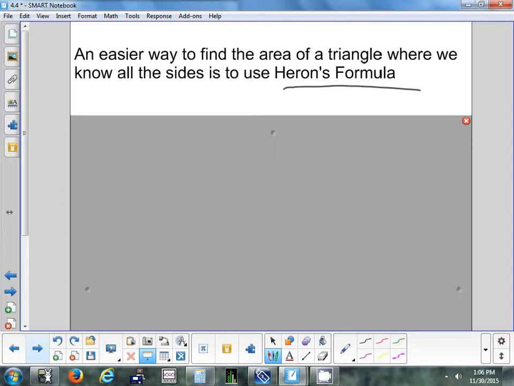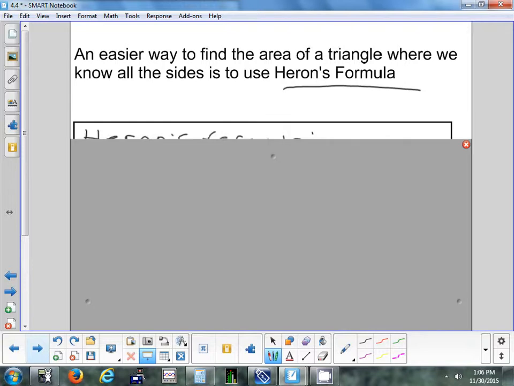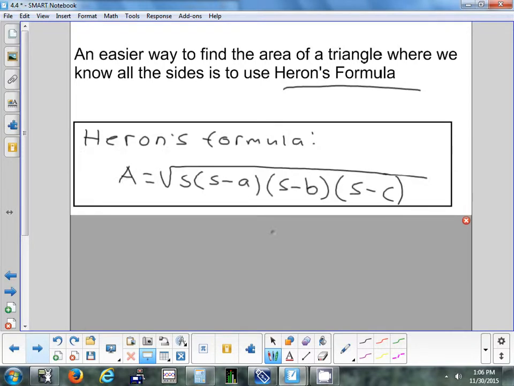We're not going to go through the proof of where this comes from. The proof is pretty long. It's in your book. We're just going to use the formula. So if you know all 3 sides, we can use this formula. It's the square root of s times s minus a, s minus b, s minus c.